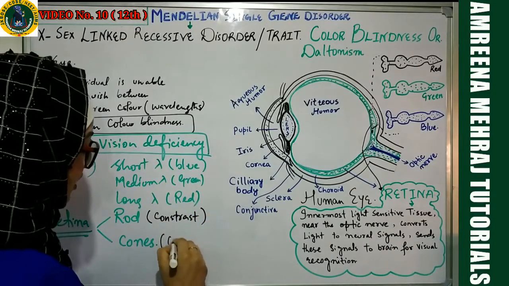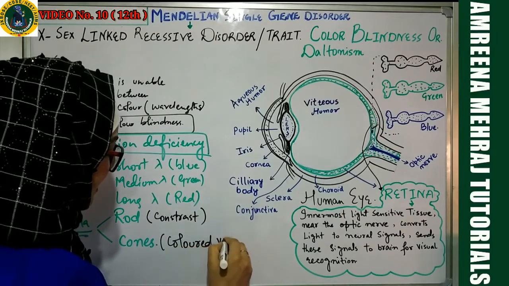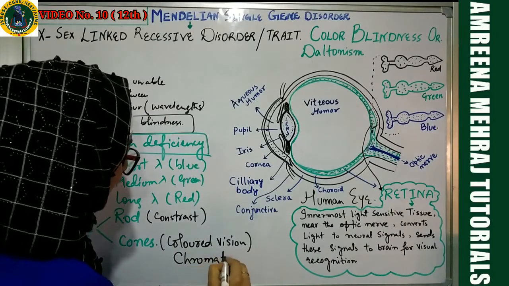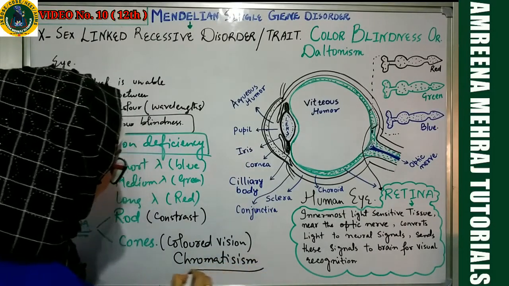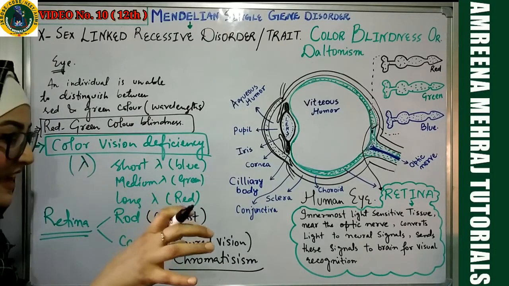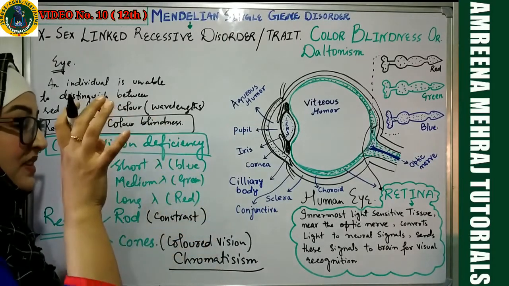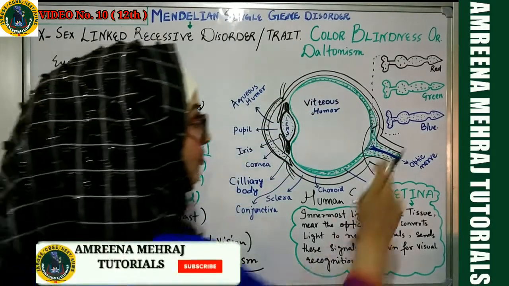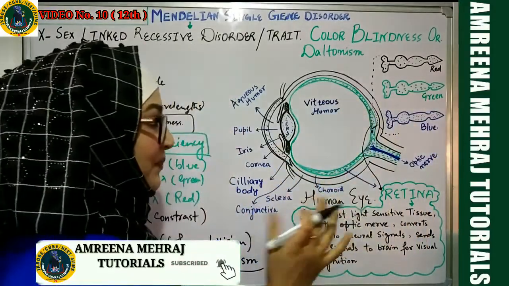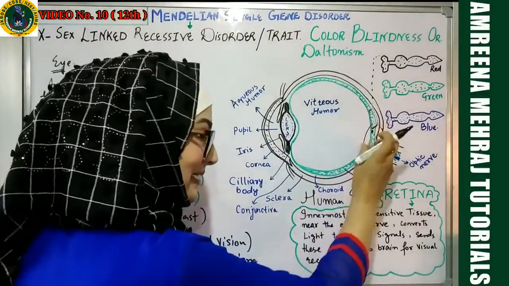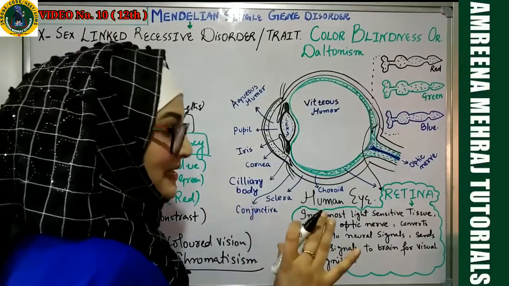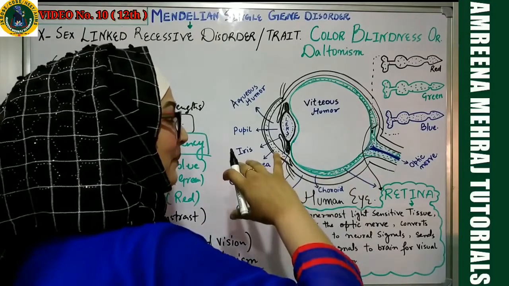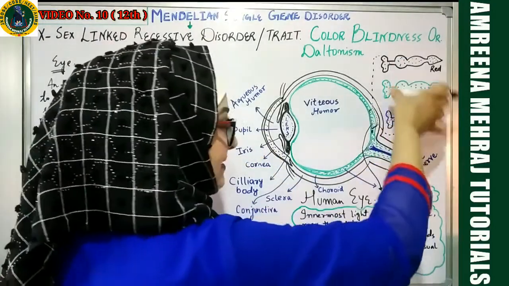Cones are responsible for the colored vision, what we call the chromaticism. So we are capable of distinguishing among the colors because of these specialized cells, which are the cones. So over here I have drawn 1, 2, 3 cones. What is the location of these cones? They are located in the retina. I have not given you all the cells there in the retina. Otherwise, we have different types of neurons, because this is going to be a sensory region. But what is so important in this retina are these cone cells.